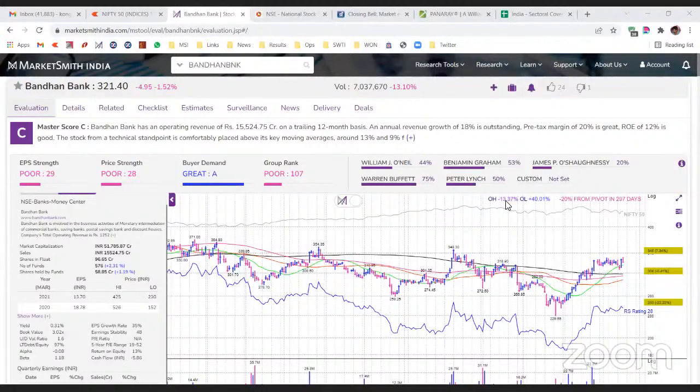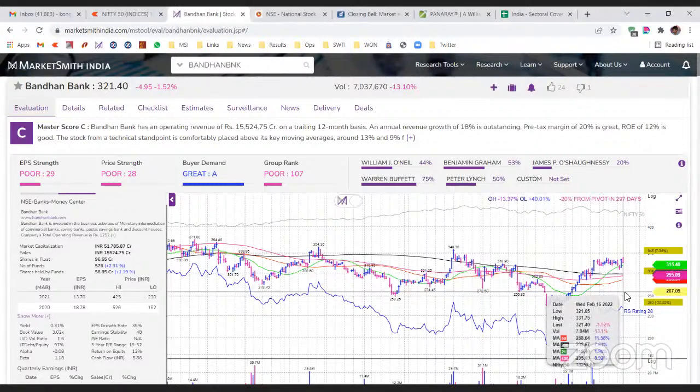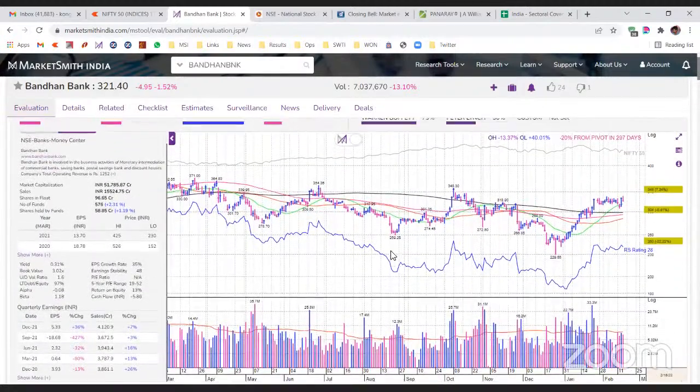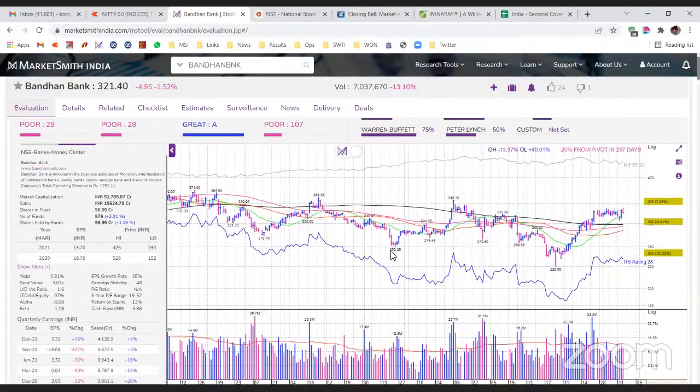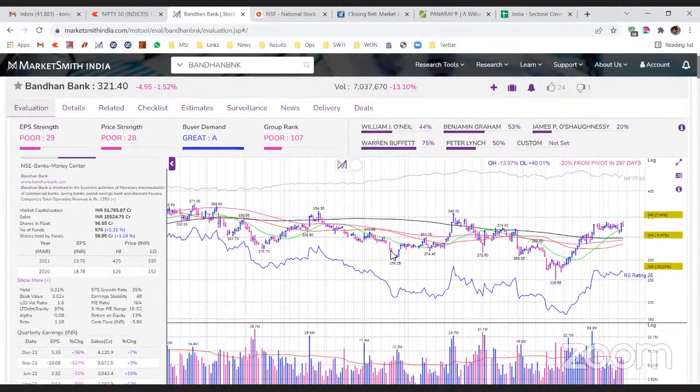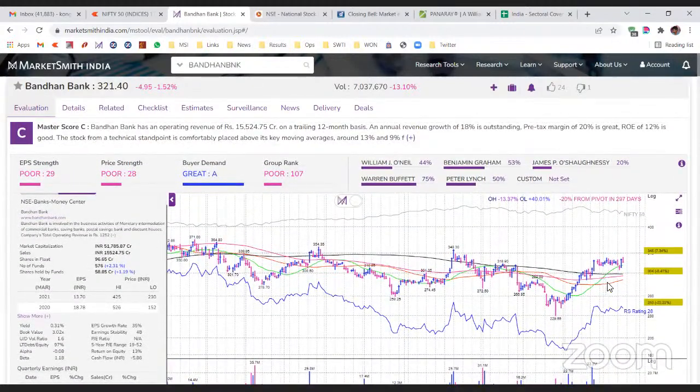Right. Okay. Thanks, Mayuresh. Mayuresh has given a very good overview of the banking sector as a whole. I'll talk about technical points regarding Bandhan and Axis. Bandhan has reported good numbers. However, because of high NPAs and previous quarters' declining EPS, EPS is at 29. And its RS is also at 28 because of underperformance compared to the overall market.